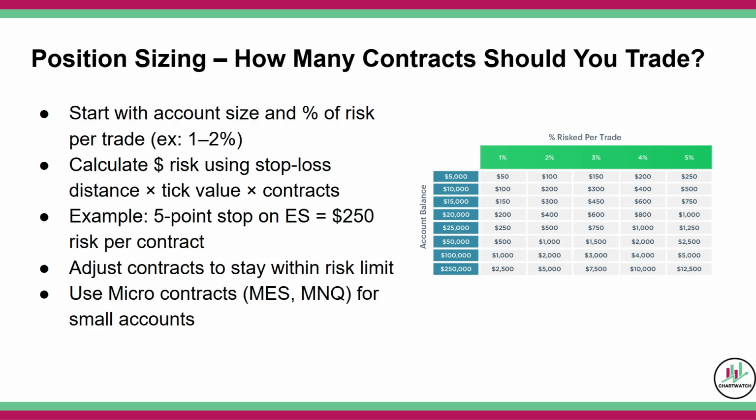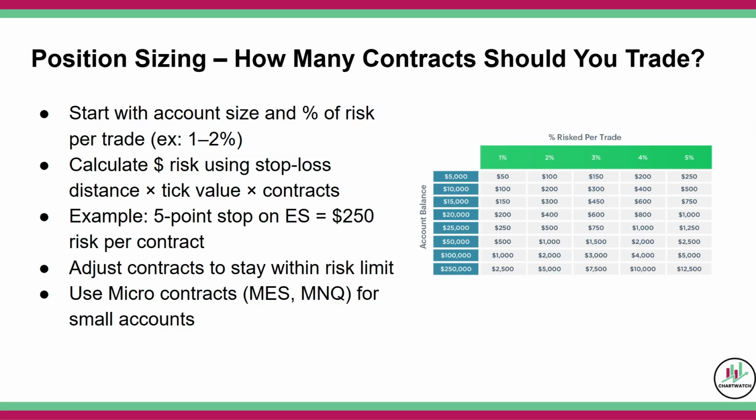So for instance, let's say you're trading the ES and your stop loss is 5 points. The ES moves in 0.25 ticks, quarter ticks, so 4 ticks is 1 point, and each tick with one contract is $12.50. So 1 point is $50. 50 times 5 points is 20 ticks, or $250 per contract. So if you only want to risk 500 total, you can do up to 2 contracts, no more.